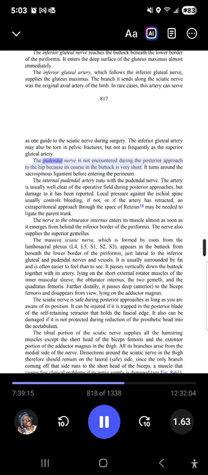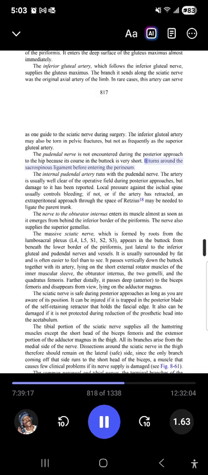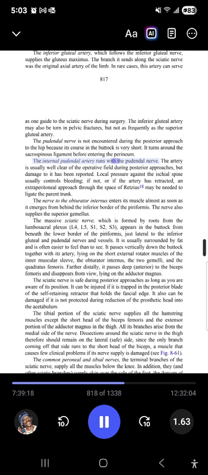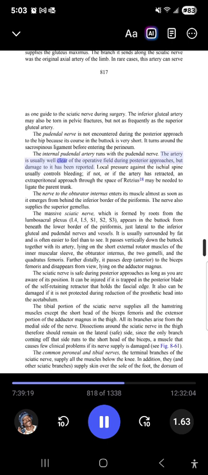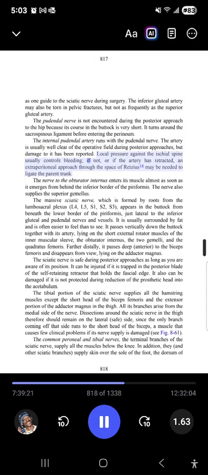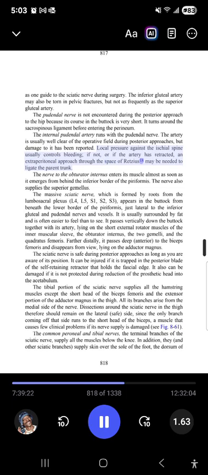The pudendal nerve is not encountered during the posterior approach to the hip because its course in the buttock is very short. It turns around the sacrospinous ligament before entering the perineum. The internal pudendal artery runs with the pudendal nerve. The artery is usually well clear of the operative field during posterior approaches, but damage to it has been reported. Local pressure against the ischial spine usually controls bleeding. If not, or if the artery has retracted, an extraperitoneal approach through the space of Retzius may be needed to ligate the parent trunk.